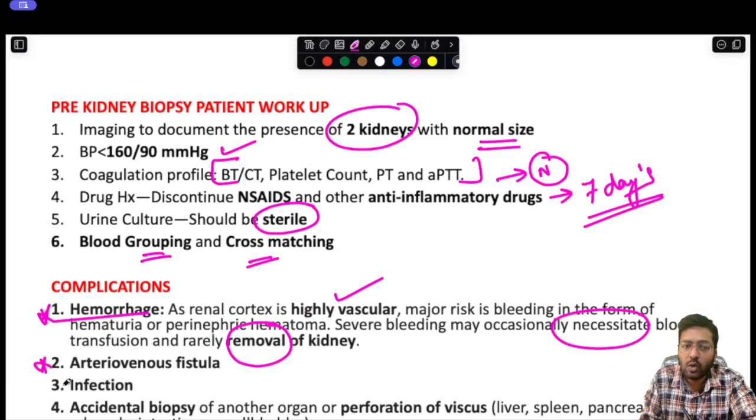AV fistula, another complication. Infections, accidental biopsy of another organ or perforation of viscus like the liver, spleen, pancreas, adrenals, intestine or gallbladder, and very rarely it can lead to death as well.